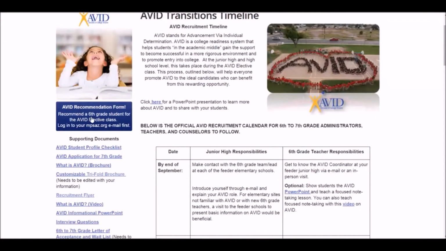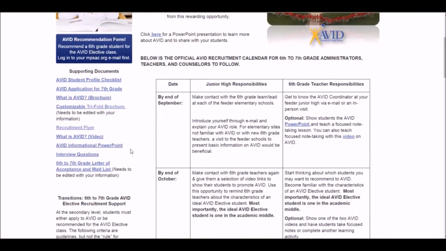Finally, over here on the left side of the page, you'll see some other resources. We have our blue button here, which is the recommendation form. And this is the button you can click to start submitting names of students that you would like to recommend. Remember that these are students who you strongly feel are ideal AVID candidates.